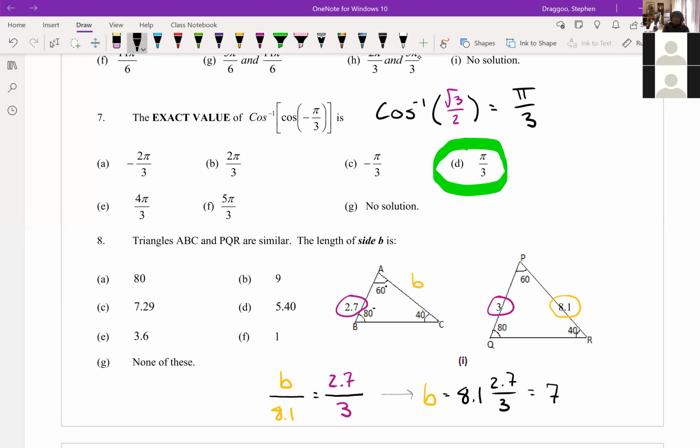3 to the 6th is 729. So move the decimal place over a couple places. 2.7 squared, 7.29 is what I'm trying to get at there. You, of course, don't need to do that in your head. You can use a calculator. Hopefully you should get that.